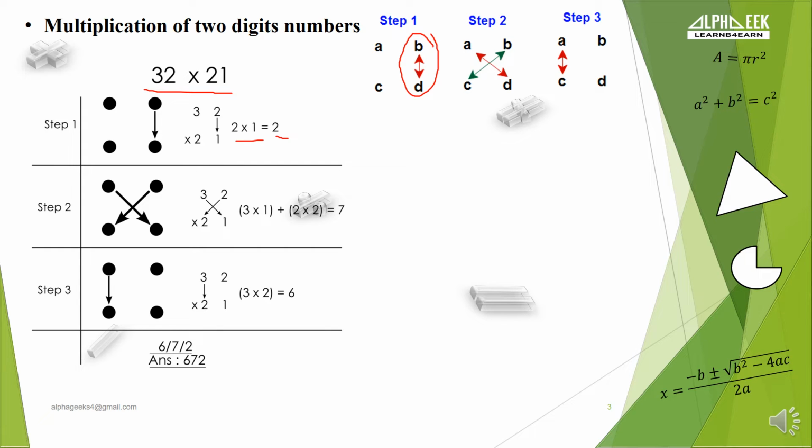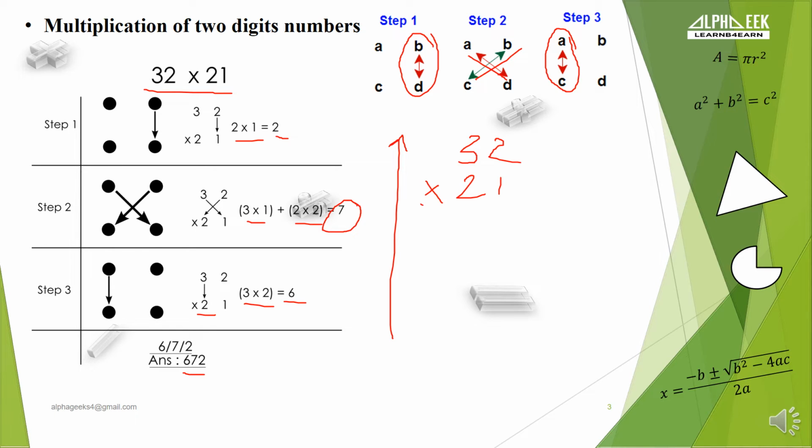Now, in step 2, you cross multiply the digits. When you cross multiply, you get 3 into 1 and 2 into 2, which makes 7. Cool. In the third step, you need to multiply the tens places. The tens places here are 3 into 2, so you get 6. Now go from step 3 to step 1 and write the digits in that order. So you will get 6, 7, 2. So 672 will be your answer. Now let's check it by the normal way which we all used to do.